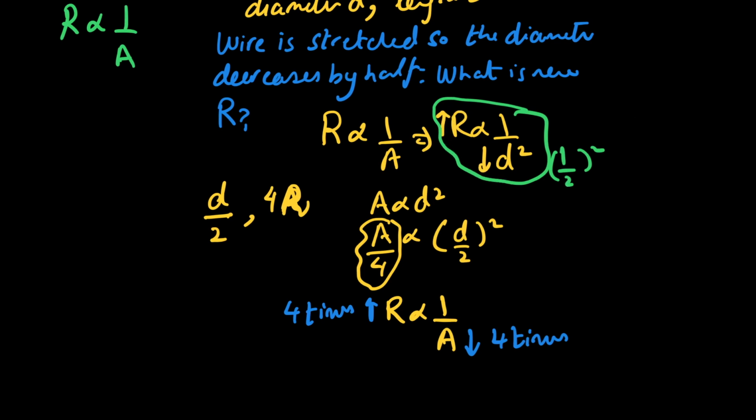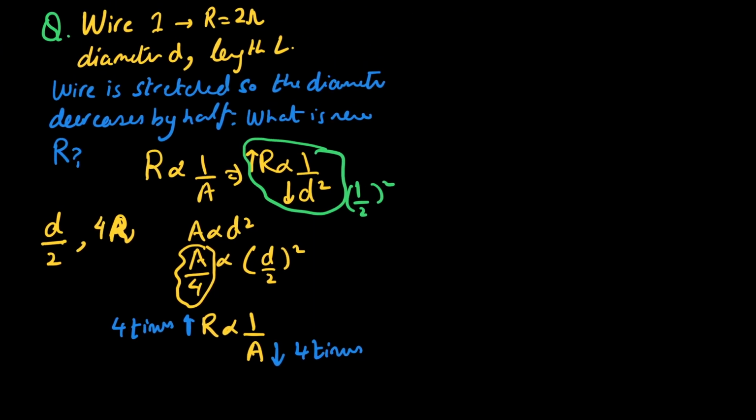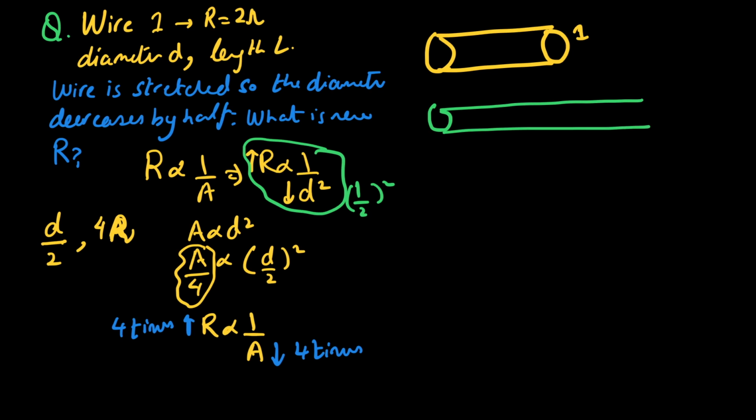All right. Now, that is a basic maths concept. But in the case of this question, it is the wrong answer. And the reason why it's wrong is you did not look closely enough at the question. This is wire 1. They did not give you the diagram, you should make it. This is wire 1. Now, when you make wire 2, and wire 2 is stretched, so the diameter is halved. So think about it.